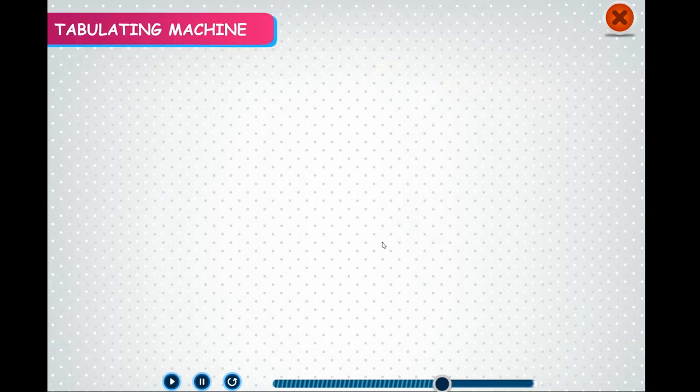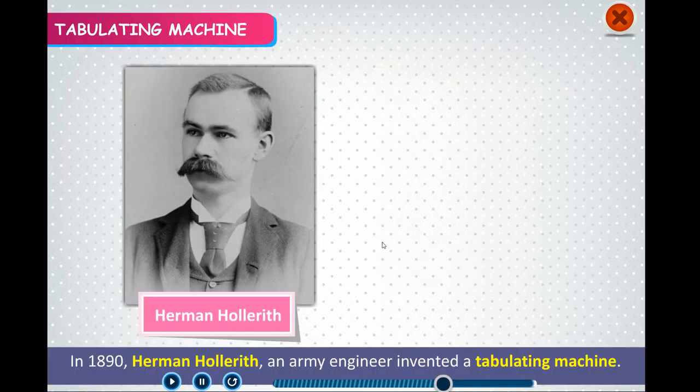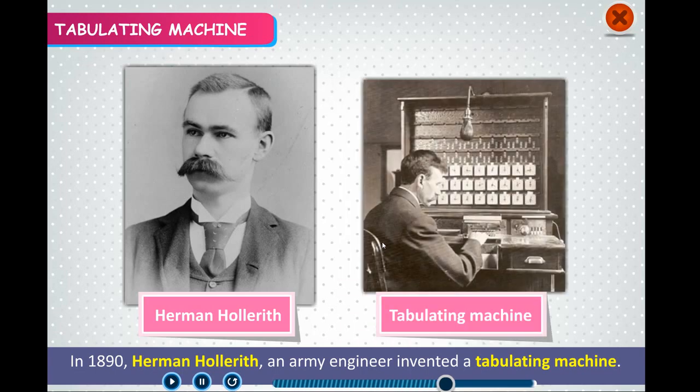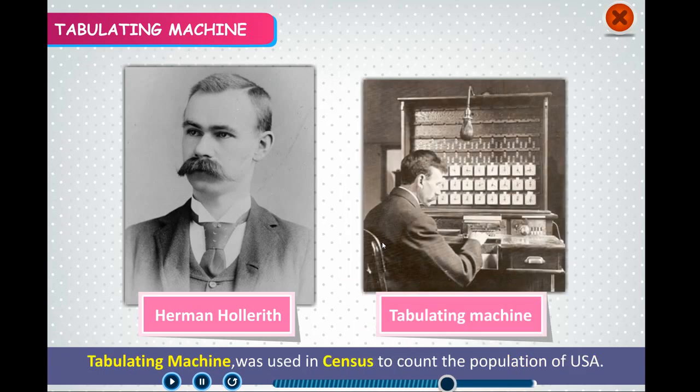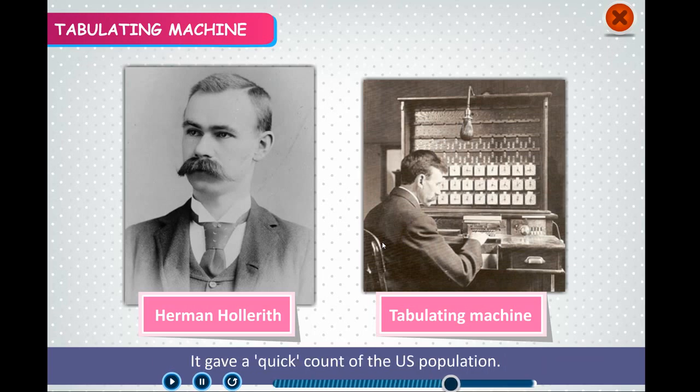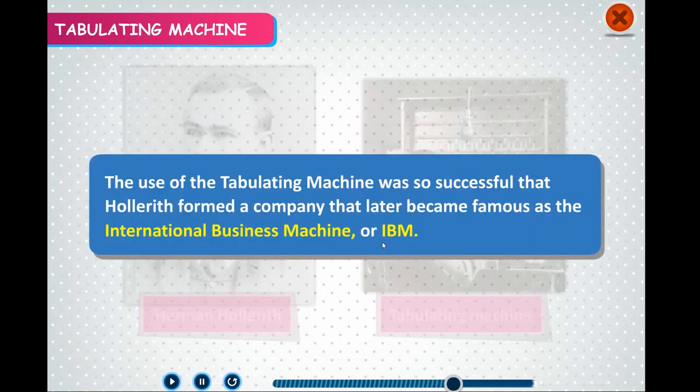Tabulating machine. In 1890, Hermann Hollerith, an army engineer, invented a tabulating machine. Tabulating machine was used in census to count the population of USA, and gave a quick count of the US population. The use of the tabulating machine was so successful that Hollerith formed a company that later became famous as the International Business Machine, or IBM.